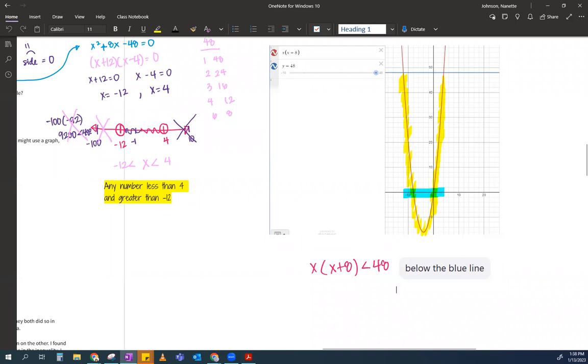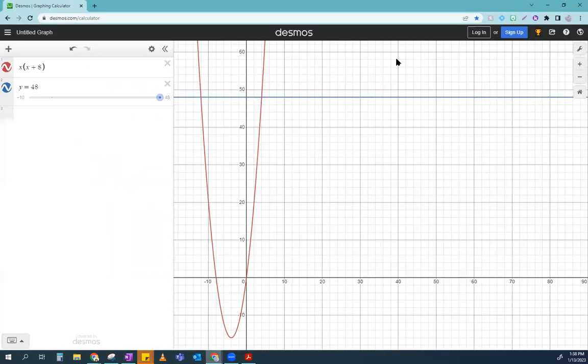And if you look at those numbers, and I'll bring back Desmos again just so you can look at them, is it a surprise to you that it's negative 12 there? Is it a surprise to you that it's 4 right there? So it's all the numbers in between negative 12 and 4.